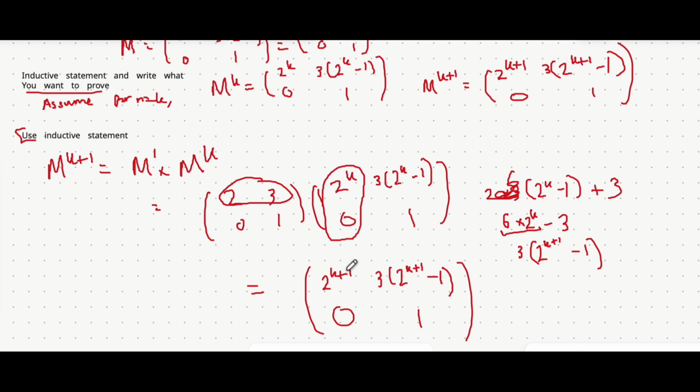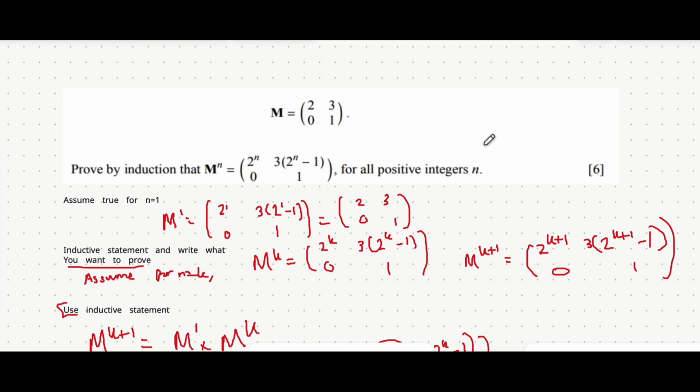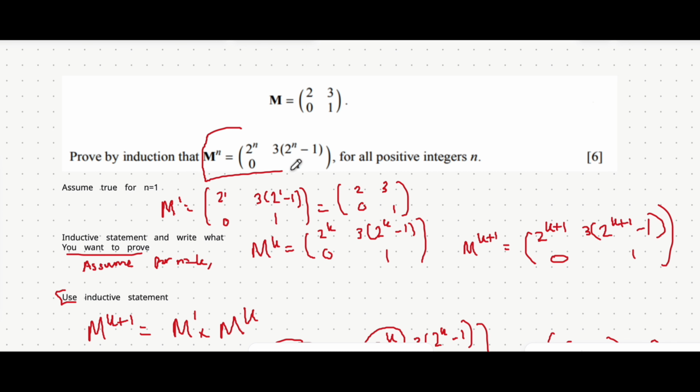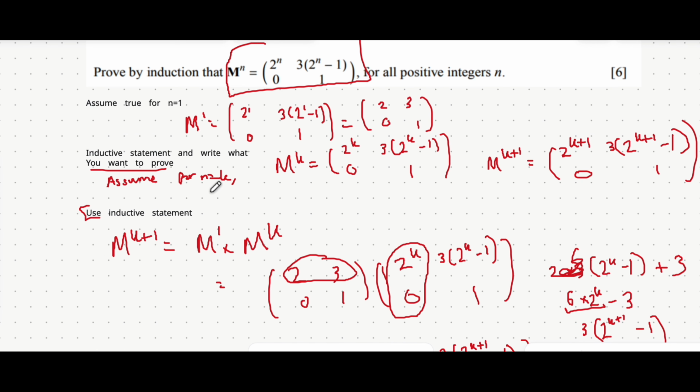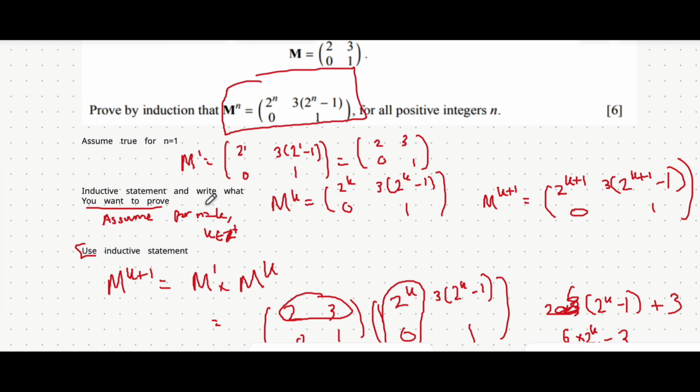This term here would be 1 because 0 times all of this is 0, and then 1 times 1 is 1, and so they add to give me 1. We've now shown what we want to show, and so we've done it. We've proved by induction that this matrix here is represented by this matrix here. One thing I would add though is that it says it specifically for all positive integers n. So you might also want to include the fact that k has to be a positive integer when you're assuming this statement, just to keep everything consistent throughout the whole question.